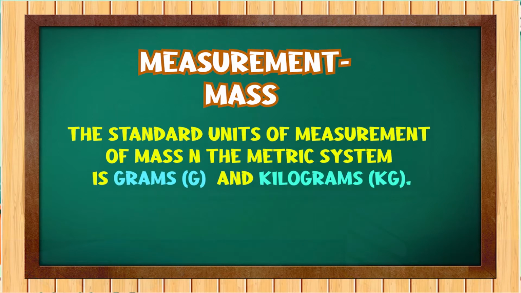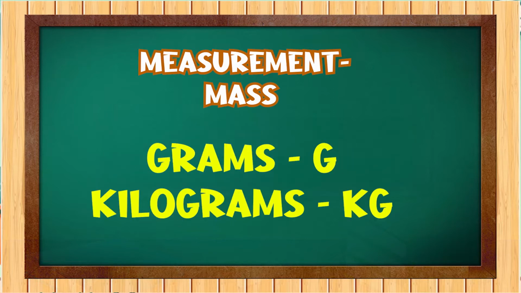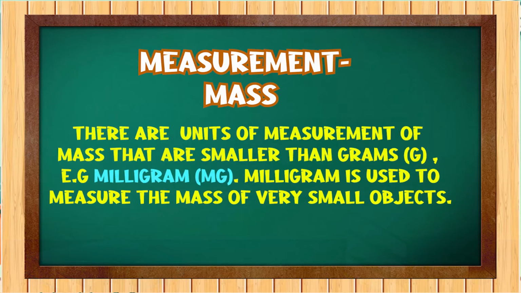The standard units of measurement of mass in the metric system are grams and kilograms. We use a g to abbreviate the word grams, and we use kg to abbreviate the word kilograms. There are units of measurement of mass that are smaller than grams. Example, milligram. The abbreviated form for milligram is mg. Milligram is used to measure the mass of very small objects.